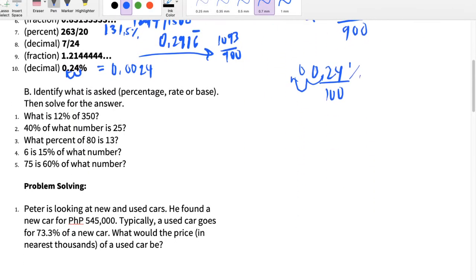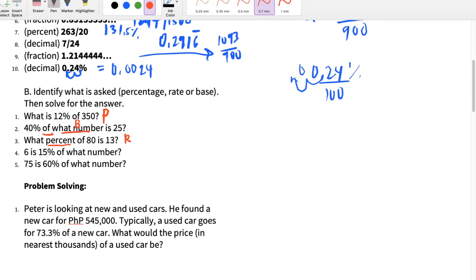So, dito hahanapin lang natin what is asked and then, isa-solve din pala. So, for number 1, what is 12% of 350? Ang hinahanap dito would be percentage, right? Kasi part ng 350 hinahanap natin. How about number 2? 40% of what number? Of the base. Base yung hinahanap dito. Number 3. What percent? So, alam na natin, rate. Okay? What percent of 80 is 13. So, rate ang hinahanap.